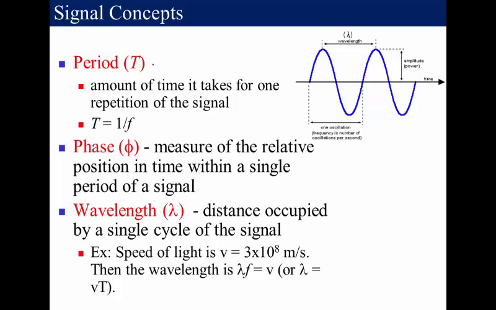Now, there are some terminologies that we need to define. First of all, period. Period is the amount of time it takes for one repetition of a signal. So any signal starts from here and it ends here. So this is one pattern. It keeps repeating. So we call this the period.